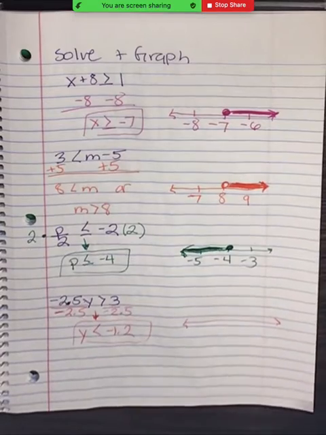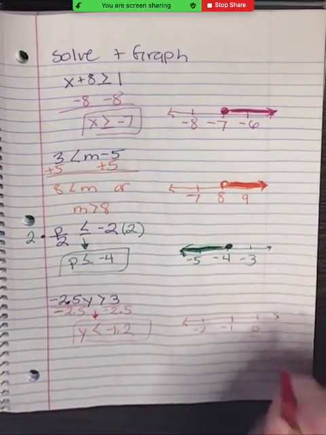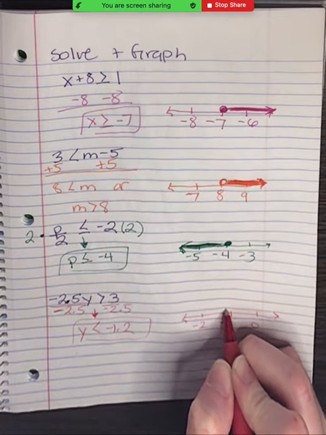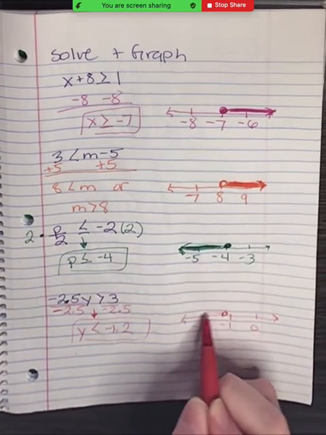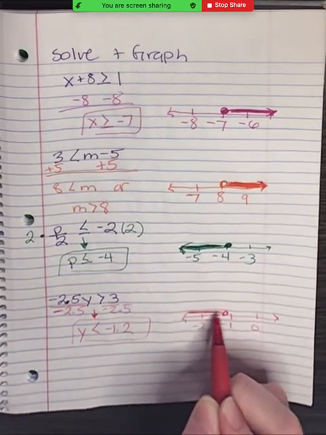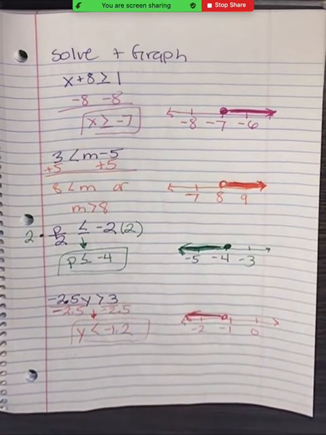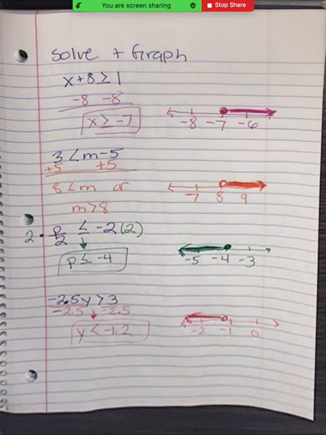On the number line, I'm going to put negative 1, negative 2, and 0. Negative 1.2 is just to the left of negative 1. Open circle, and then values smaller than that are to the left. And we've graphed that inequality. Okay, so that is solving and graphing linear inequalities with one step. So 6.1.